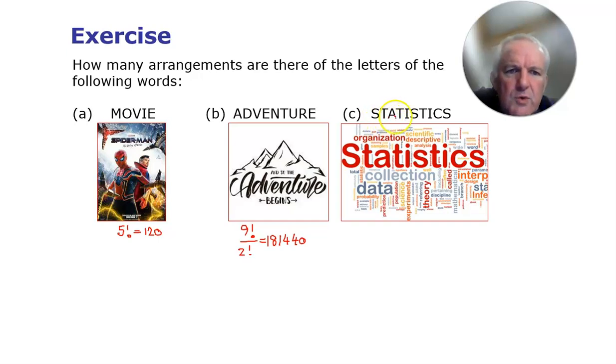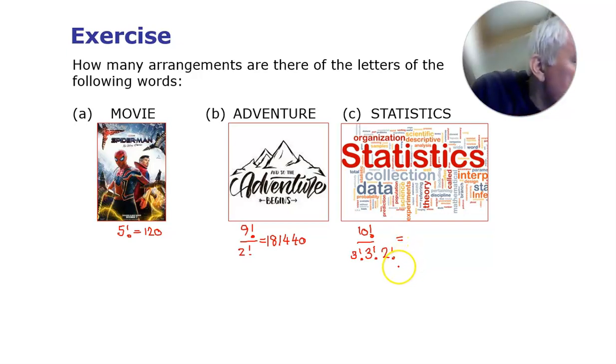So what have we got? 1, 2, 3, 4, 5, 6, 7, 8, 9. Is that 10 again? I'm going to count that again just to make sure. 4 up to there. 5, 6, 7, 8. I think it's 10. Now, what have I got repeating? I've got 3 S's, so I've got to divide by 3 factorial. I've got 3 T's, so I've got to divide by another 3 factorial. I's, 2 I's. And I suspect that's it. And again, when I type this in, what did I get? 50,400, according to me anyway.